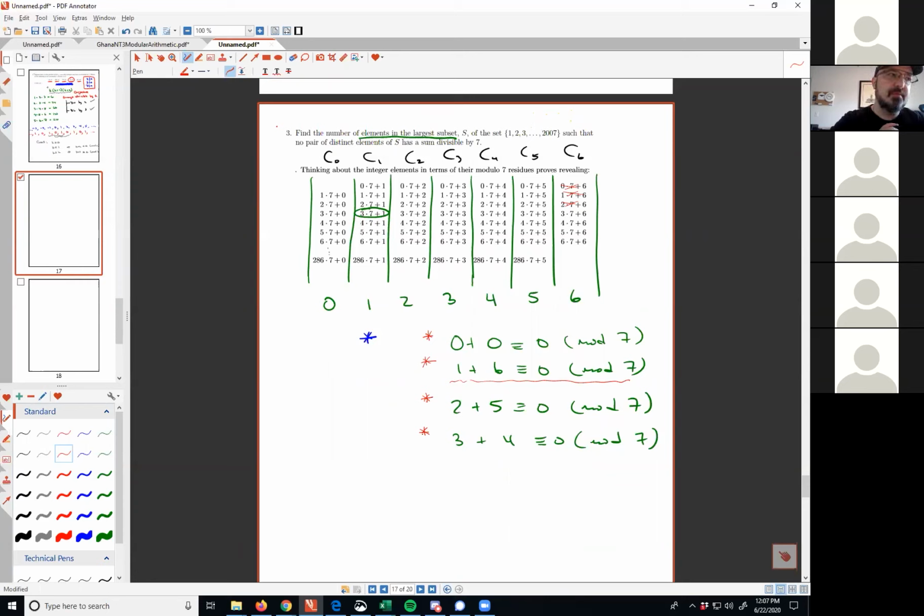Well, what if you were to say you picked 2 from 2, and then you picked 1 from 3? Would that still work, or would it also mean that... The question says such that no pair, meaning only 2. Good. 2 plus 2, 2 plus 3, those are all fine. So now what do we do to form the biggest set that we can without having one of these things happen?